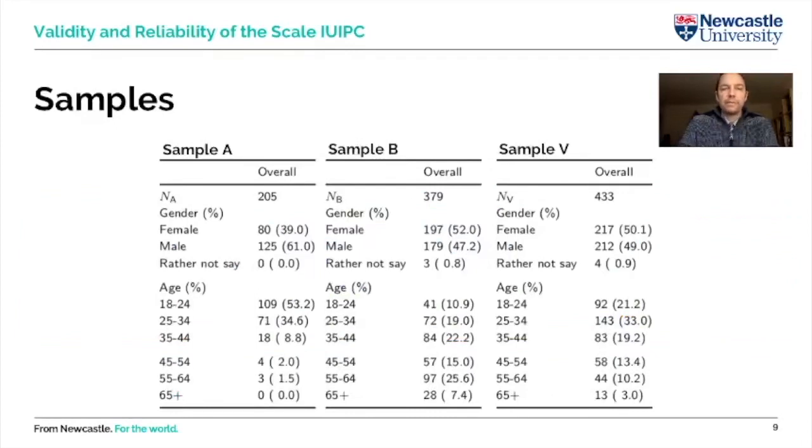Here I'm giving a brief overview of the 3 samples. We have the samples base and validation on the right hand side over here. They were acquired with Prolific and meant to be representative of the UK population in terms of age distribution and gender distribution. Sample A, the auxiliary sample here, was not meant to be representative.